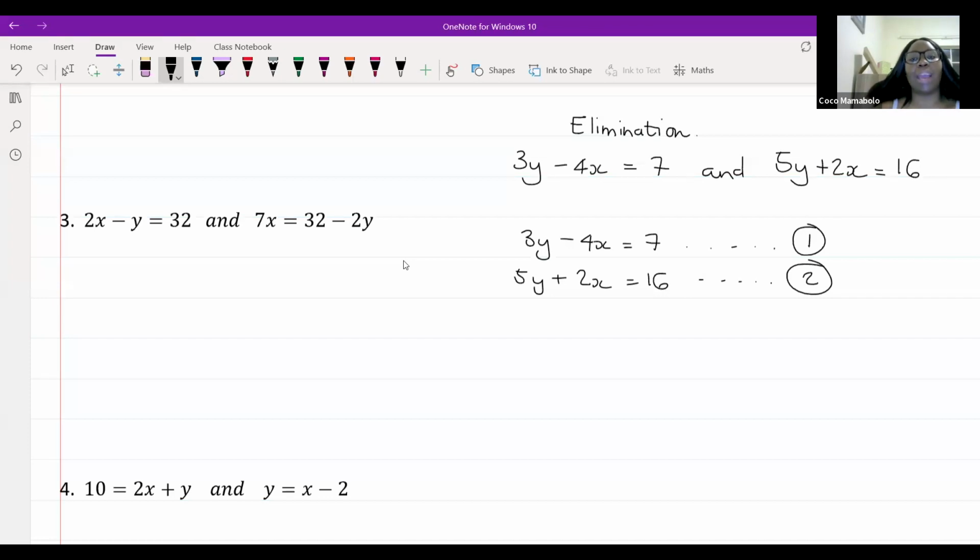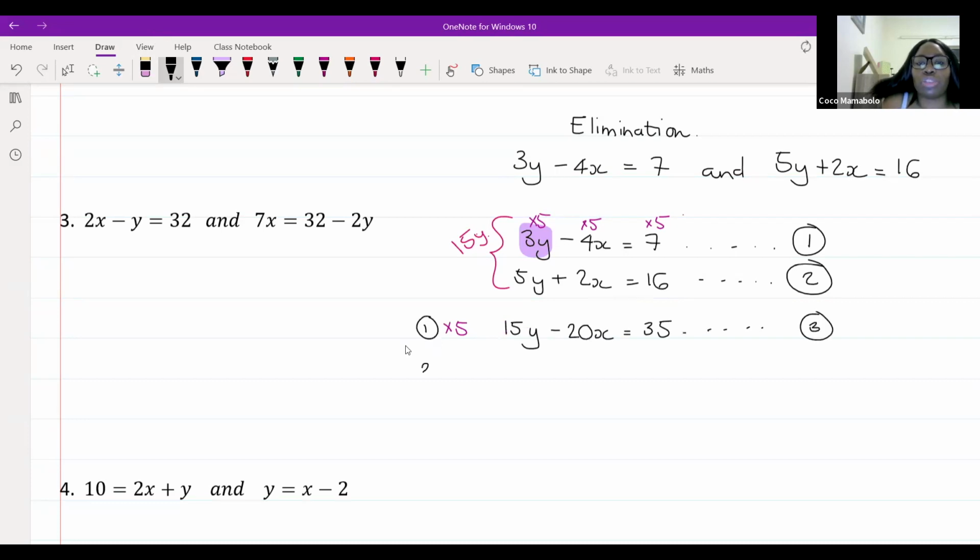In this particular one, I'm going to find the LCM of the y's, of 3 and 5. I know that my LCM for both of these will be 15y. So we can make y the subject of the formula. I need to get from 3y to 15y, so I'm going to multiply equation 1 by 5. On the top, I'm going to get 15y minus 20x is equal to 35. And that becomes equation 3.